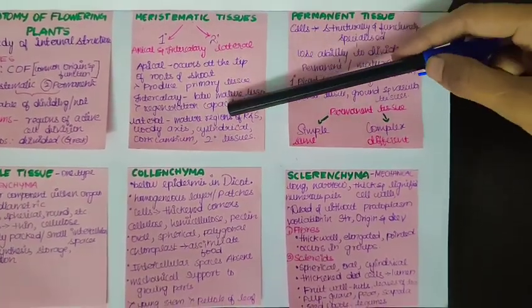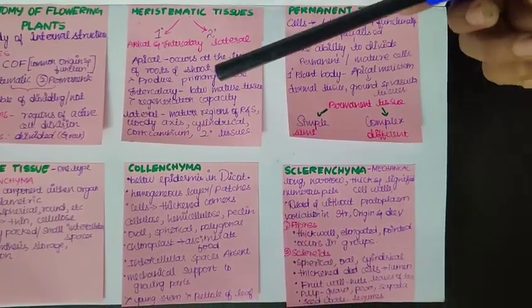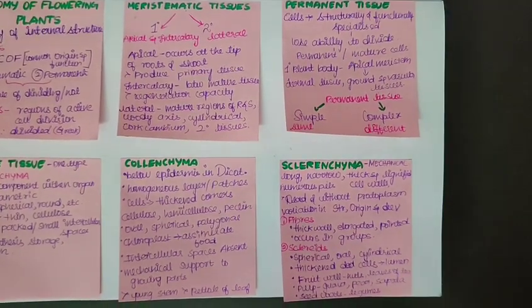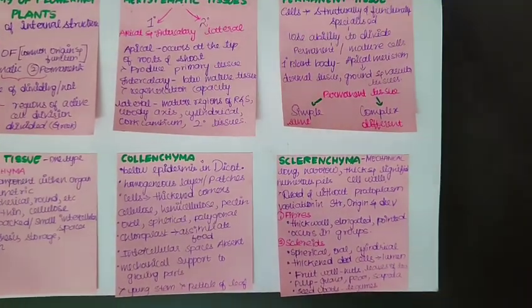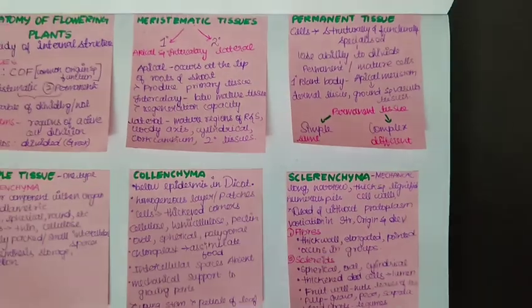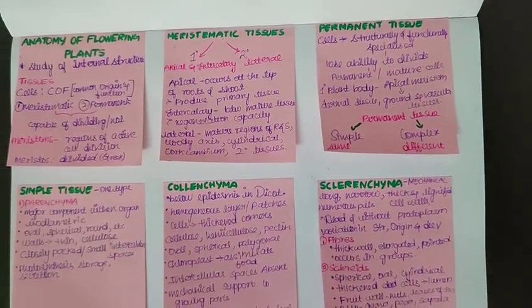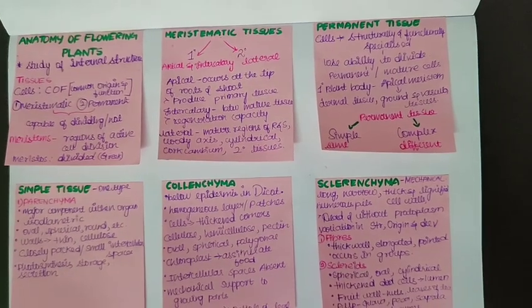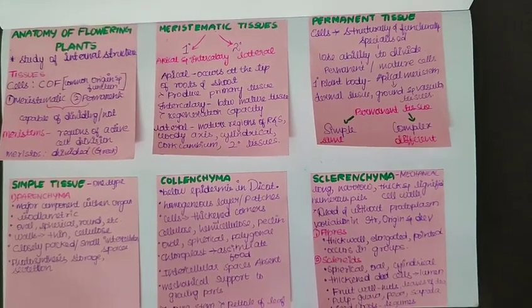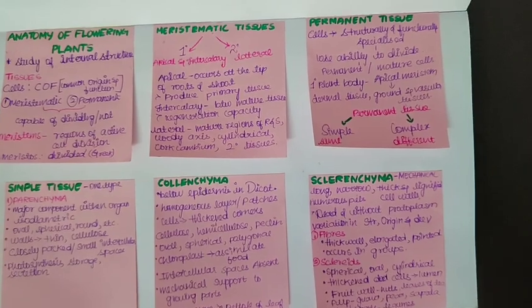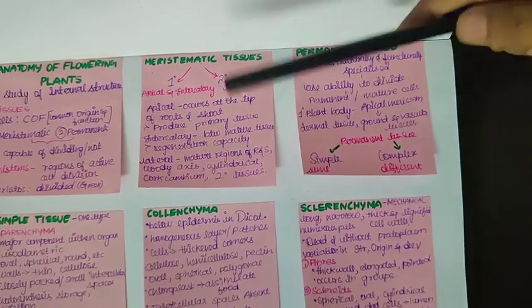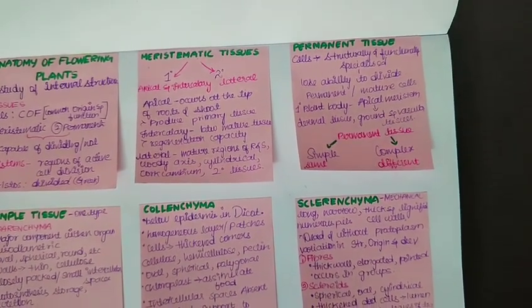Talking about the intercalary meristem, they occur between the mature tissue, and they have the capability of regeneration. An example is grass, where the parts removed by grazing herbivores will be regenerated. Regeneration, as we have already talked about in the animal kingdom, as in planaria. That kind of regeneration will be shown by the intercalary meristem.